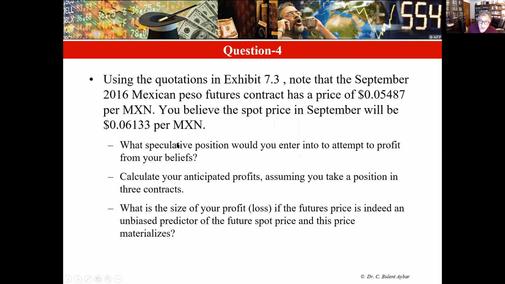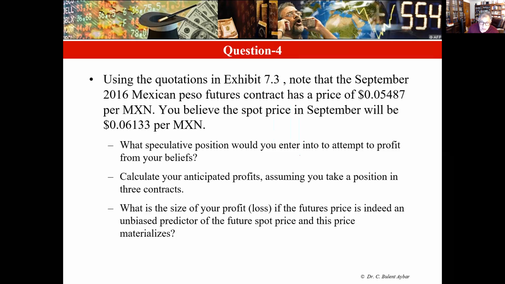The question is, what speculative position would you enter into to attempt to profit from your beliefs? And we are asked to calculate anticipated profits, assuming that we take the position in 3 contracts based on what we think. And then the third one says, what is the size of your profit if the futures price is indeed an unbiased predictor of the future spot price and this price materializes?